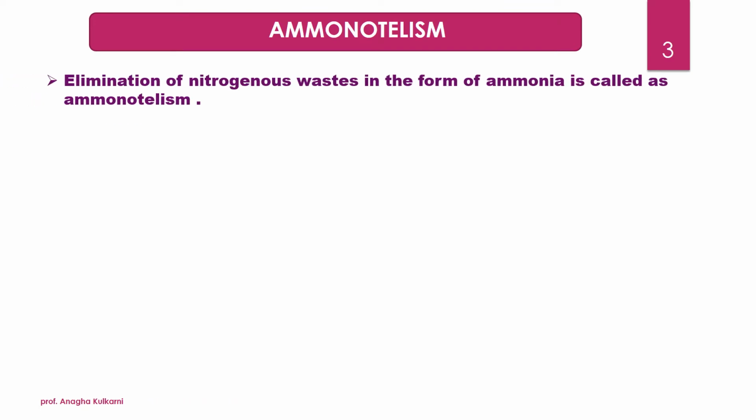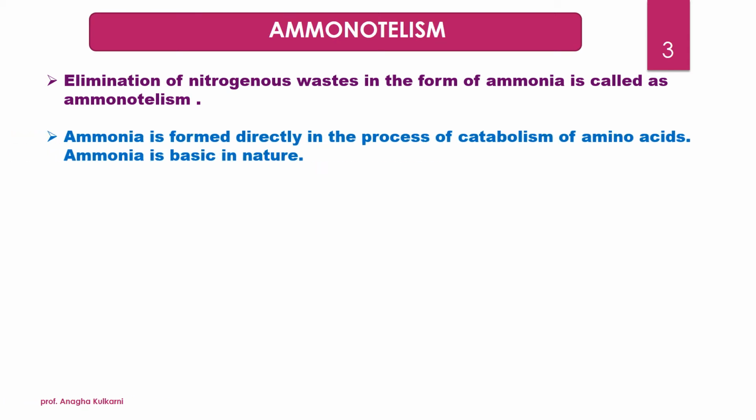So, if you remember, in the last lecture we talked about the modes of excretion, and we also said that the modes of excretion are largely influenced by the habitat, because this is nothing but the availability of water for that organism. So, the first mode of excretion is ammonotelism. The elimination, that is removal, of nitrogenous waste in the form of ammonia is called ammonotelism.